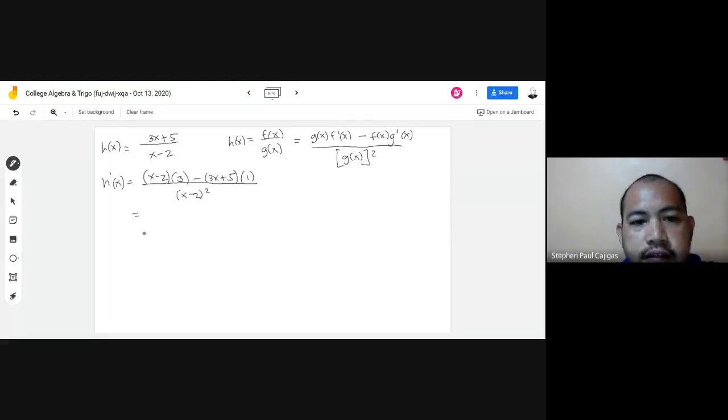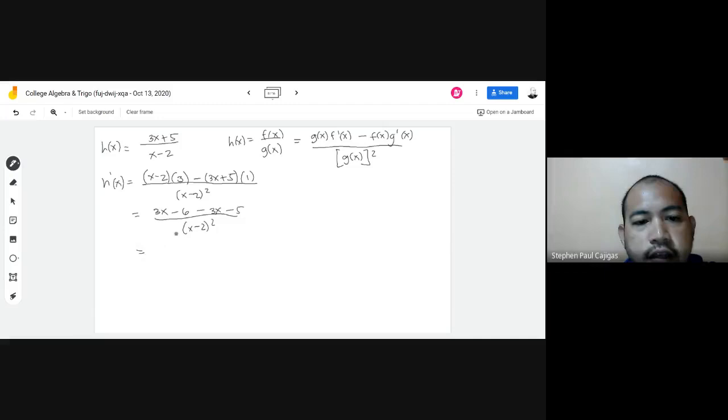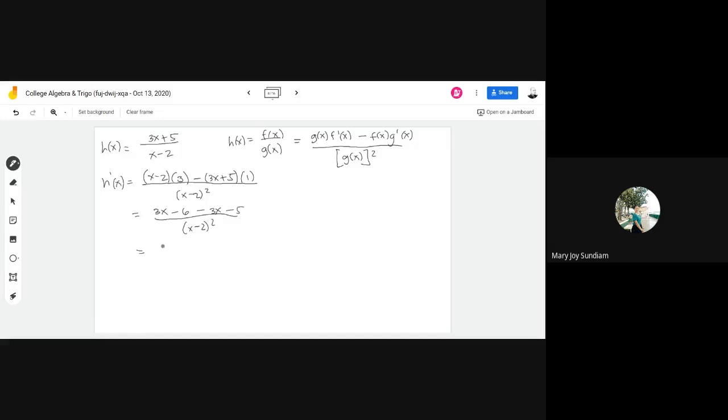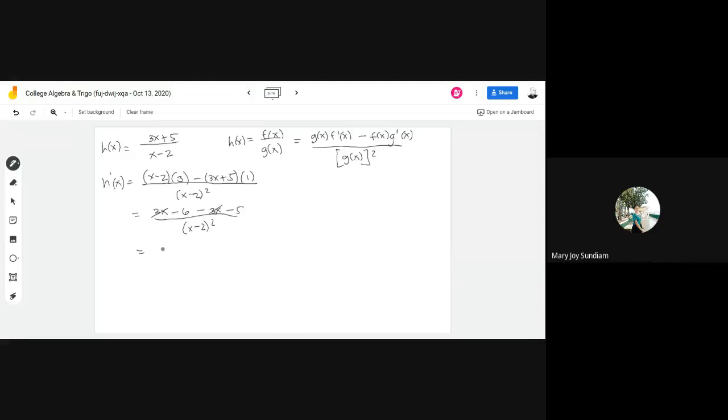Okay. Sige. Go, minus 6 minus 3x minus 5, all over x minus 2 squared. Let's go on and simplify. Sir, cancel the 3x minus 3x. Okay, so it becomes negative 11 over x minus 2 squared.